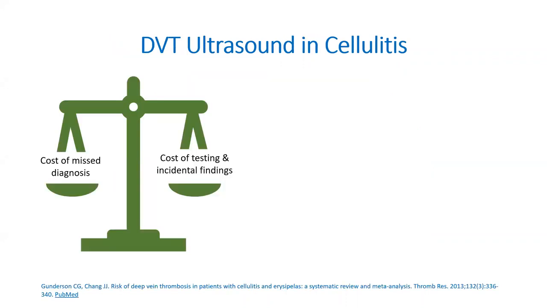So you might be wondering, well, if there's no way to tell the difference clinically speaking, why not just do an ultrasound in everybody who comes in with cellulitis? So you're weighing the cost in your mind of the misdiagnosis of a DVT or PE, which could be pretty bad, versus the cost of unnecessary testing and finding things you don't want to find.